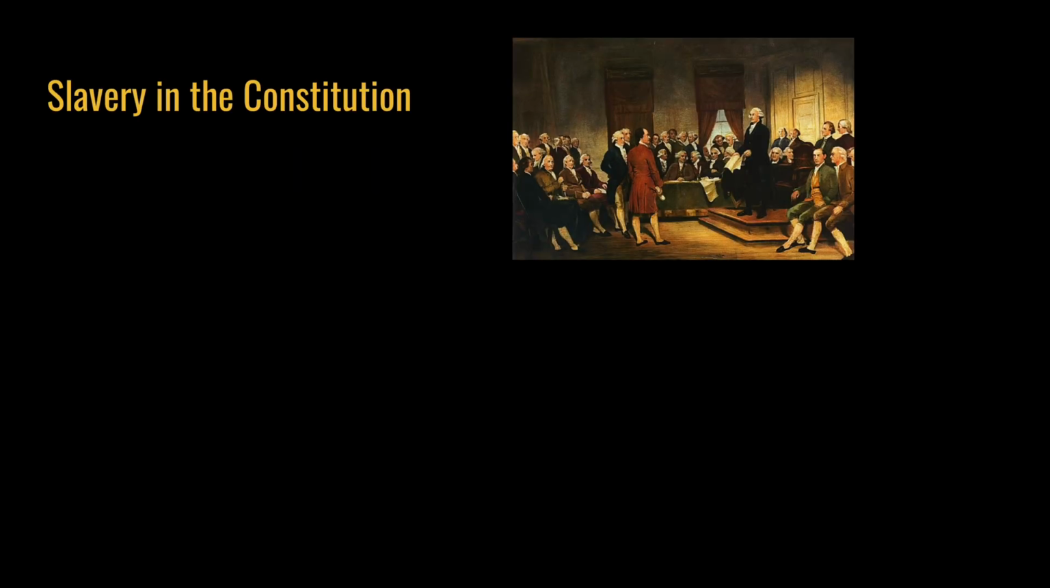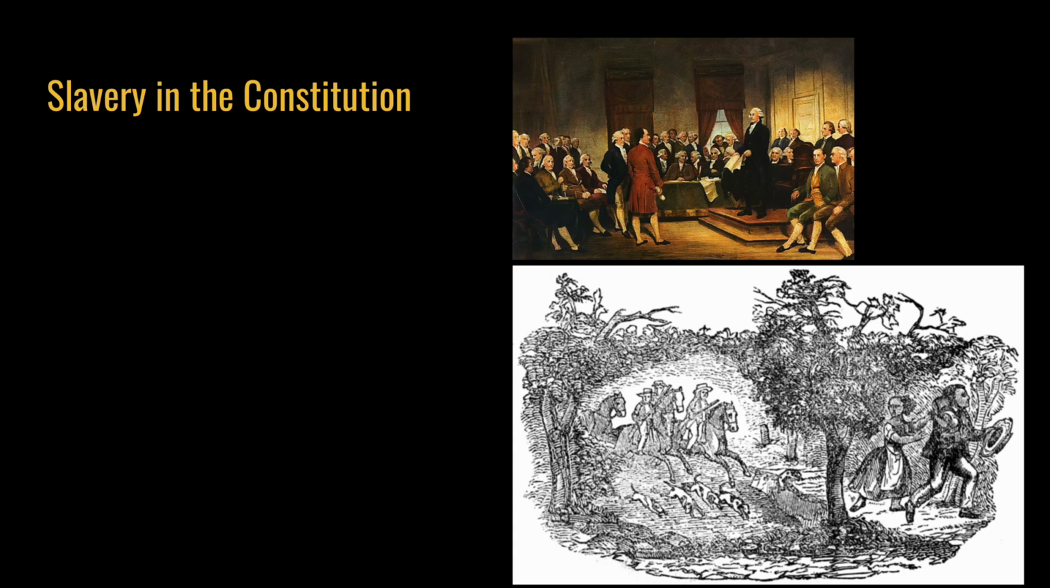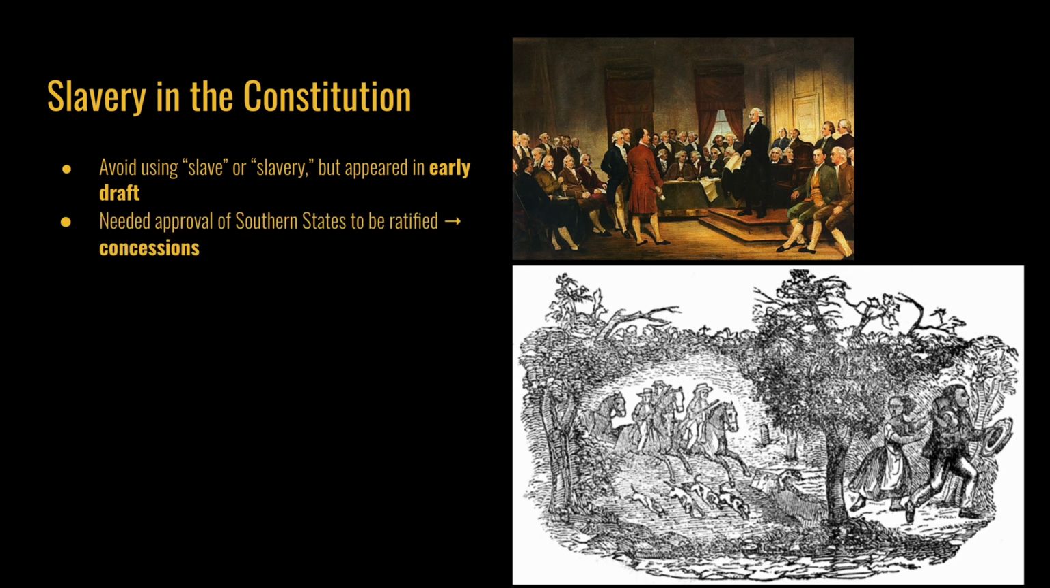We'll start with how slavery shows up in the U.S. Constitution, drafted in 1787 and adopted in 1788. The Constitution avoids using the words slave or slavery, even though they appear in earlier drafts. Instead, it uses euphemisms to refer to those who are enslaved. These protections were written into the Constitution to secure ratification by Southern states where slavery was foundational to their economic system. Therefore, Northern states needed to give some concessions and protections regarding slavery.